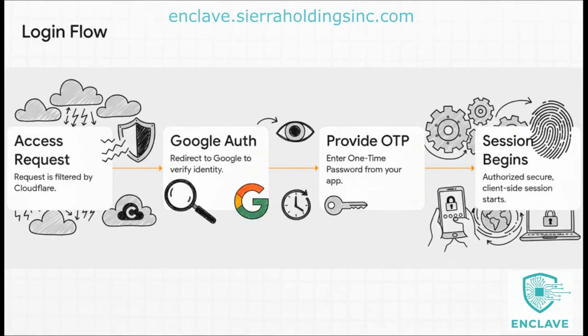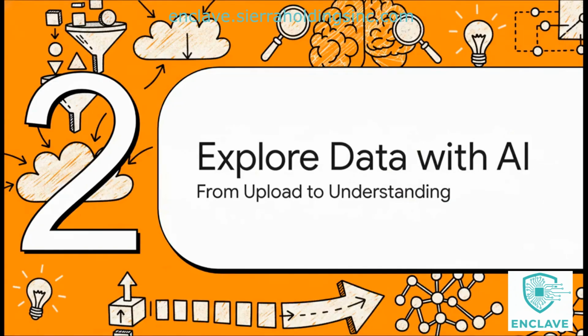First, your request goes through Cloudflare to block any sketchy stuff. Next, you're sent over to Google to prove who you are. And notice, Enclave never even sees your password. And for the final layer, you enter a one-time code from your Authenticator app. Only after you pass all 3 of those checks does your session start. It's incredibly secure.